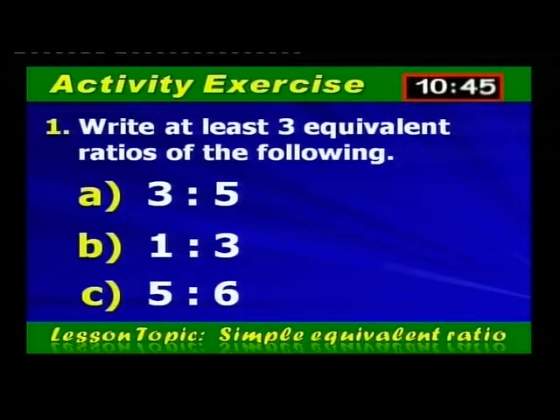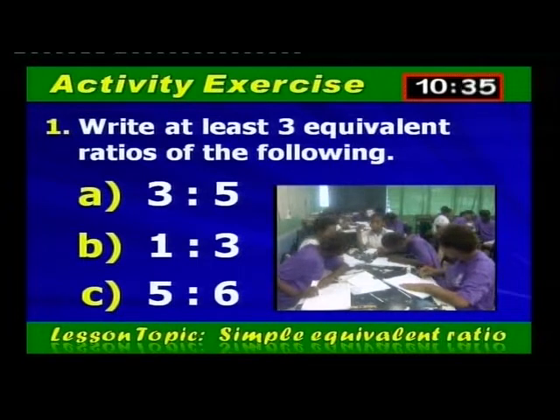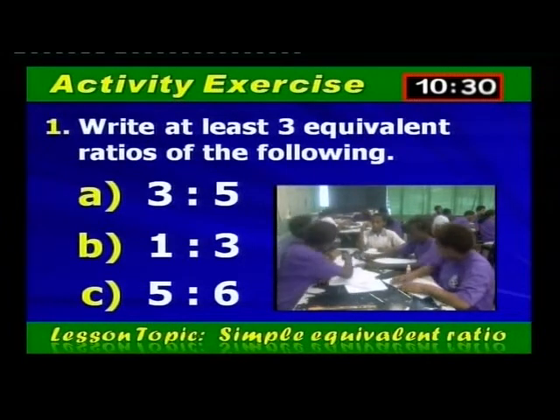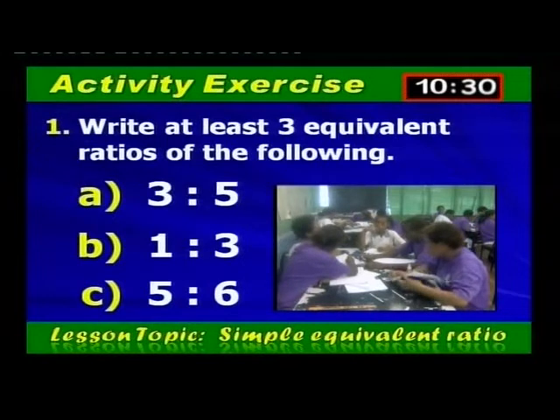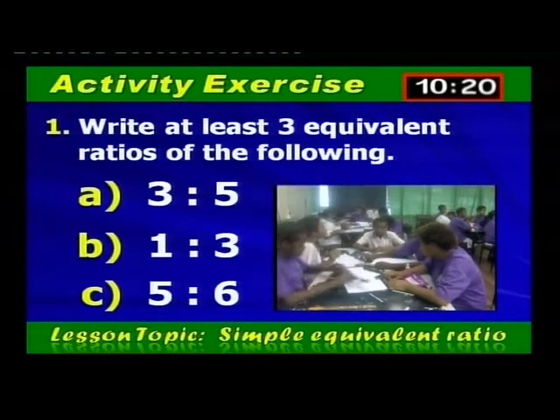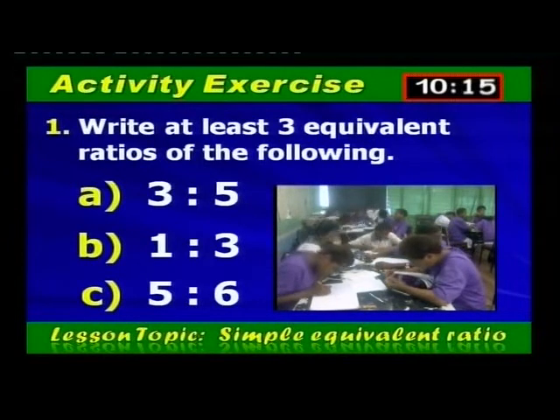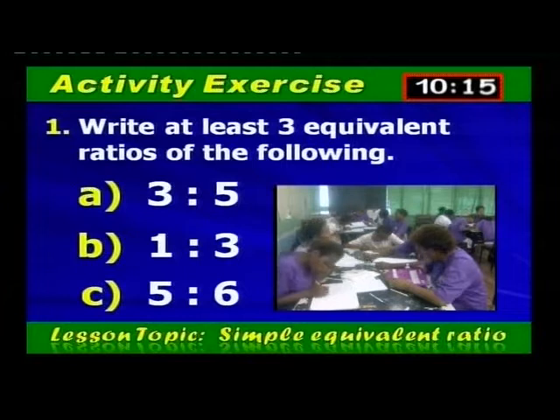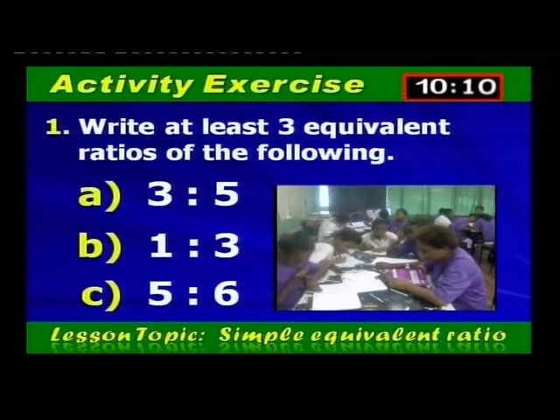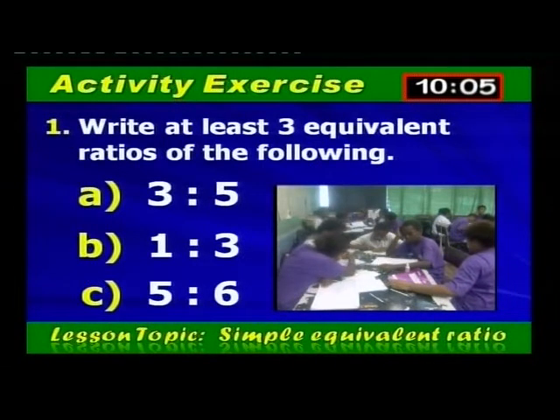Receiving students? For this exercise, write at least 3 equivalent ratios for A, B, and C. Now, I'd like you to work in your groups to get your answers quickly, okay? So this is question 1. You also have question 2. In your groups, please discuss how you are going to get the equivalent ratios for each. So once you've copied that, I'll go back to the learning activity on equivalent ratio, okay?